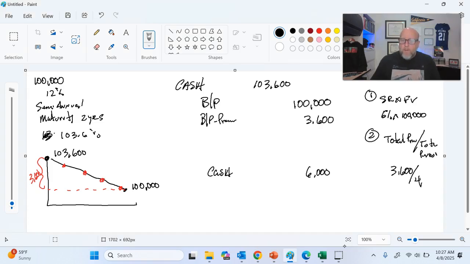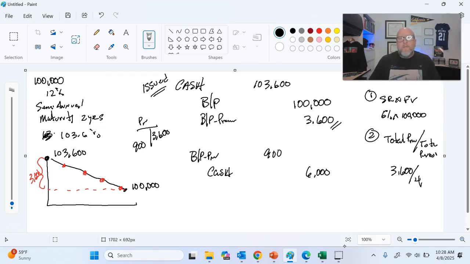And remember, the premium is a credit. When we issued the bond at a premium, we created a second liability account and we credited that liability account. Therefore, if I want to lower the liability, if I want to lower the 3,600, I'm going to do it by debiting bond payable premium by 900.